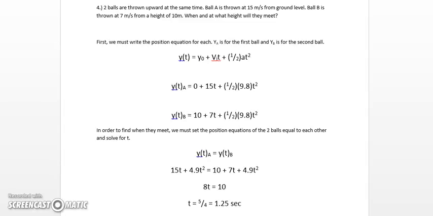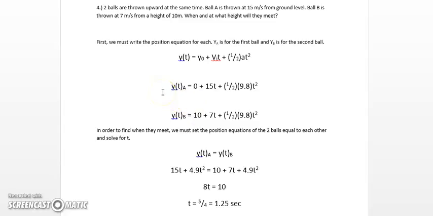Okay, so in order to do this, what we have to do is first model the trajectory of each ball. And the way that we do this is we use the y position equation, where y of t, the height, is equal to the initial height plus the initial velocity times t plus 1/2 at squared. So we have to apply this equation to both ball A and ball B because they have different conditions.